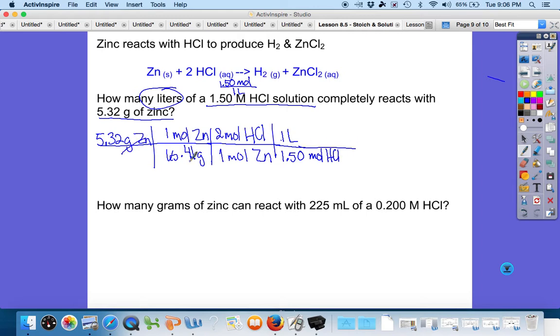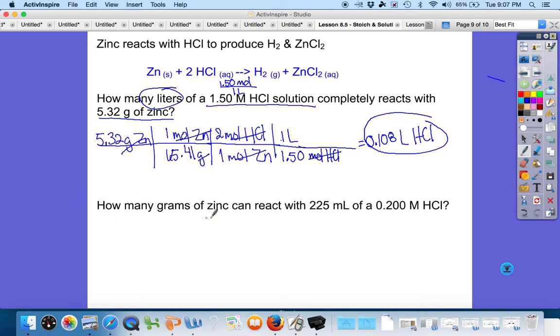So we can cancel out grams of zinc, and moles of hydrochloric acid. So we need to take 5.32 times 2 and divide it by, in parentheses, 65.41 times 1.5. And we're going to need a volume of 0.108 liters of our hydrochloric acid in order to completely react with this mass of zinc.